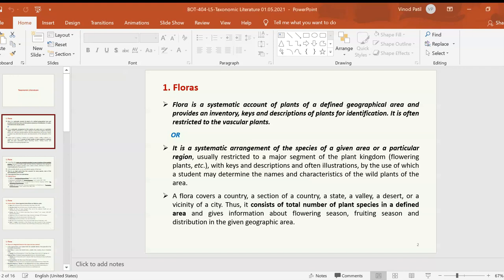So along with the keys, other descriptions like the flowering season, fruiting season, and availability of the different species representing the genera, everything is given as an illustration in the flora. By the use of which a student may determine the names and characteristics of the wild plants of the particular area. Now, while dealing with the floras, we should also remember about the floras of the cultivated crops.